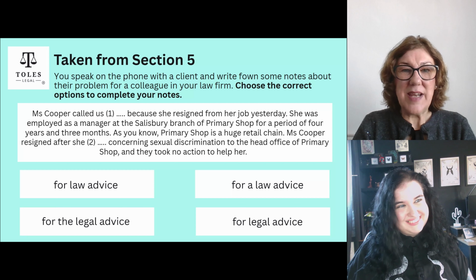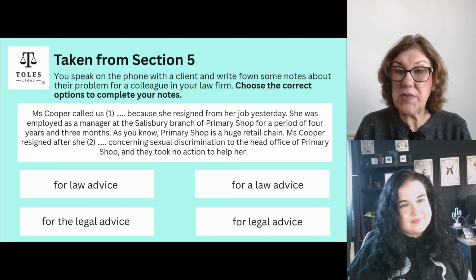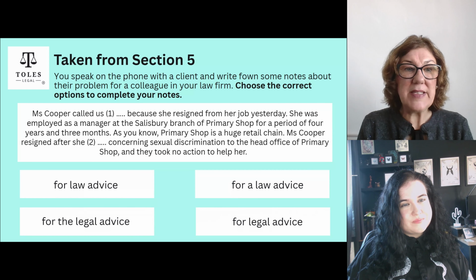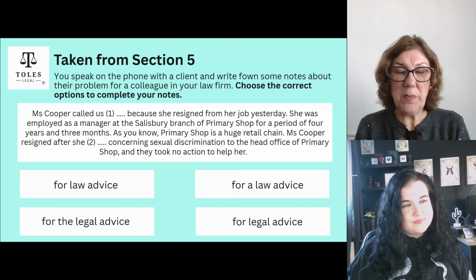You speak on the phone with a client and write down some notes about their problem for a colleague in your law firm. Choose the correct options to complete the notes. So, sentence 1, Ms. Cooper called us something because she resigned from her job yesterday. Now, what do you want to put on that gap?